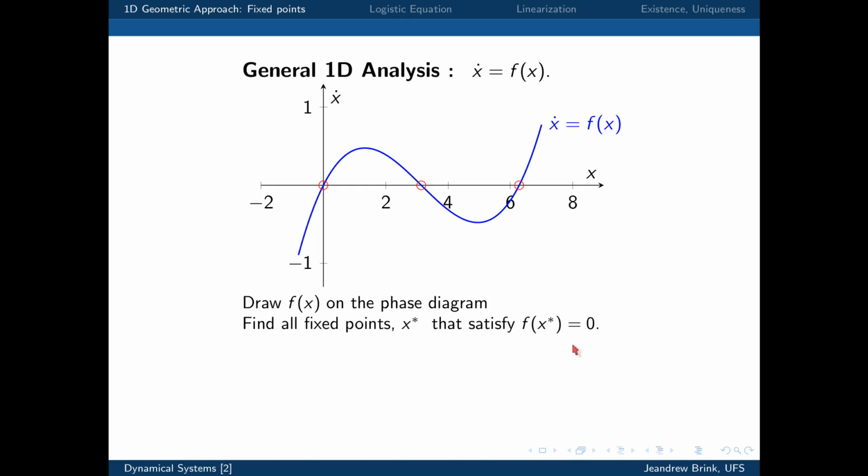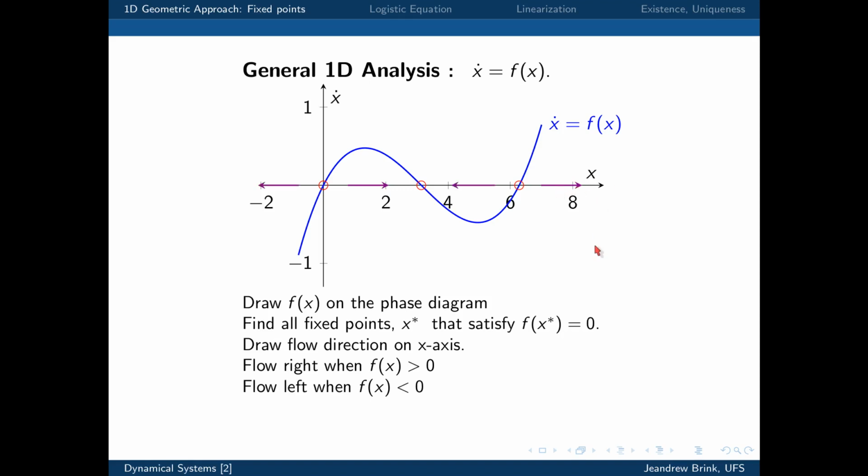The next thing is draw in all the flow directions. In other words, where the graph is positive, put an arrow to the right on your x-axis. If the graph is negative, put an arrow to the left. Okay, so here are all the ones that flow right, where the graph is positive, over there and there. And here are the ones that flow left, there and there.